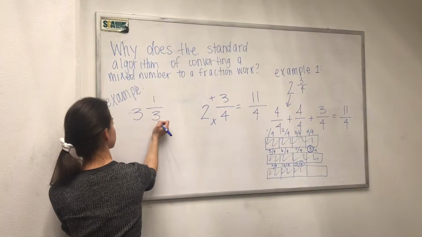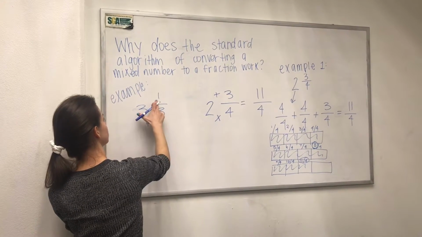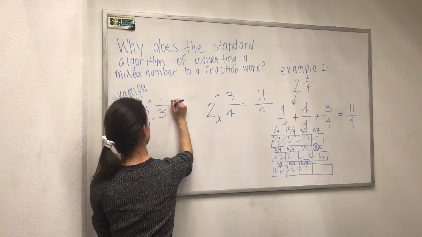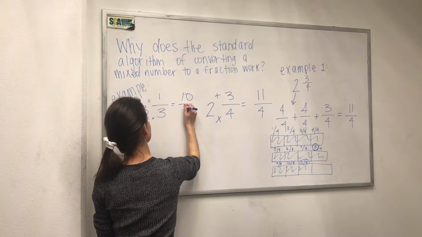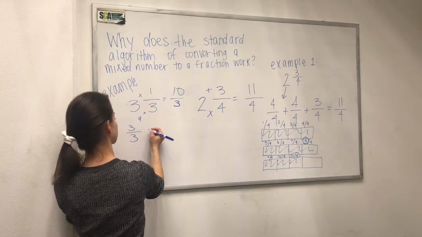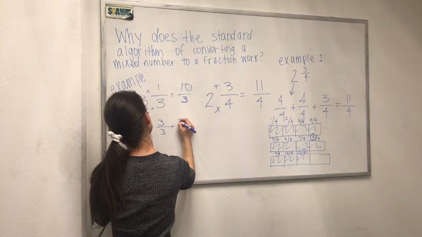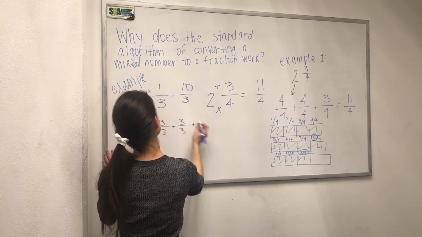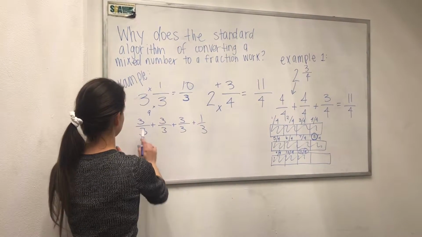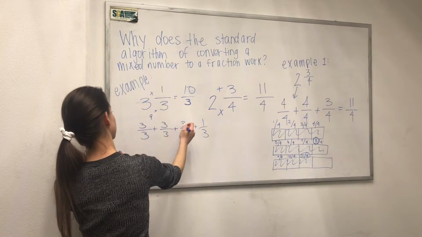We're going to multiply this 3 times 3, and that is a 9. Then we're going to add this 9 to this 1 up here, which is going to be 10. So we would get 10 over 3. This would be 3 over 3 being the whole, so we need 3 of those, correct? Plus 3 over 3 plus 3 over 3 plus this 1/3 that we have. So then you would add, like normal addition, 3 plus 3 plus 3 plus 1, which is 1, 2, 3, 4, 5, 6, 7, 8, 9, 10.